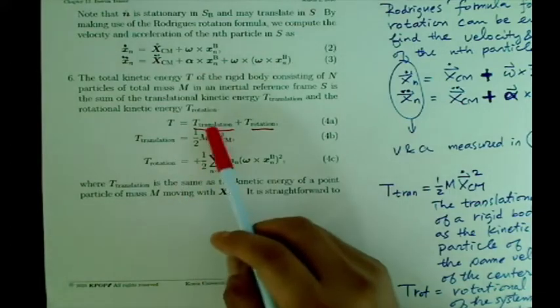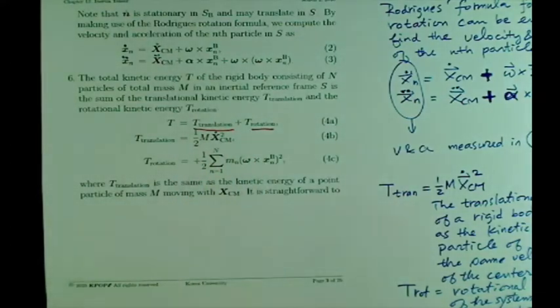The translational kinetic energy is the kinetic energy of a single particle of capital mass M, the same as the total mass of the rigid body, multiplied by the velocity of the center of mass. Thus, the total kinetic energy becomes the translational kinetic energy if the size of the rigid body is 0. So if it is just a point, the total kinetic energy is just the kinetic energy of a single particle.